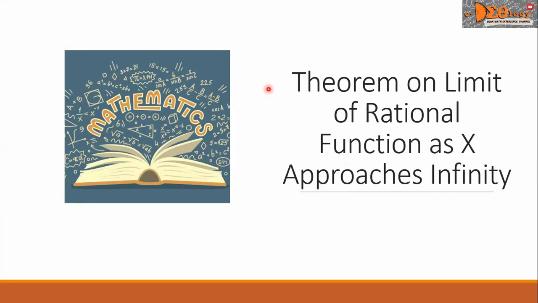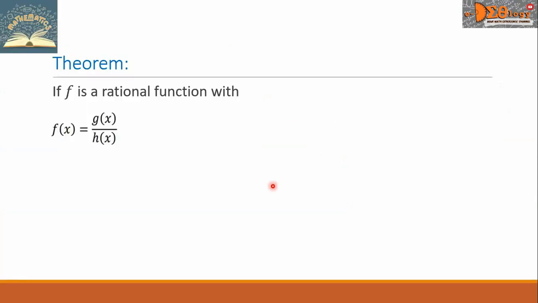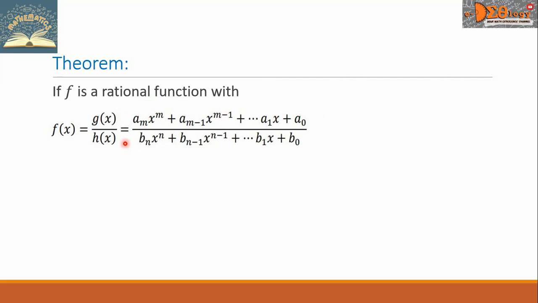Hi everyone, today we're going to study a theorem on the limit of a rational function as x approaches infinity. If f is a rational function with f of x equals g of x over h of x, the g of x and the h of x are polynomial functions, and they are written in descending form.